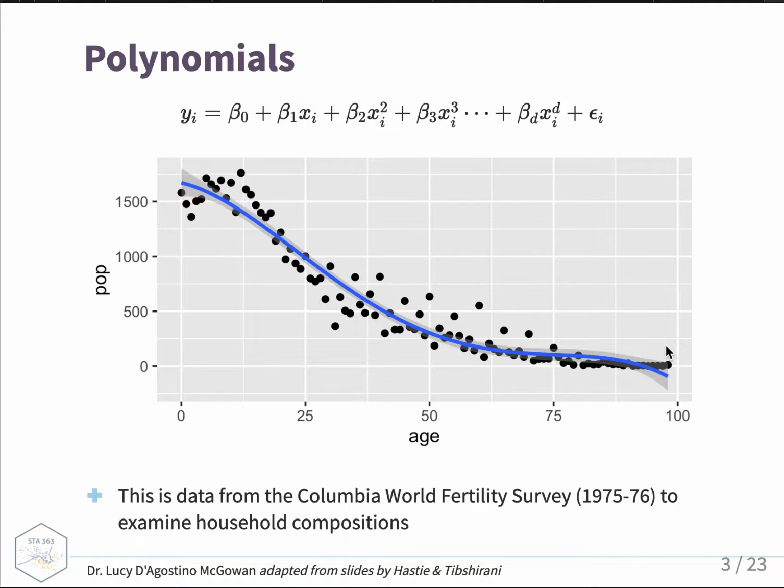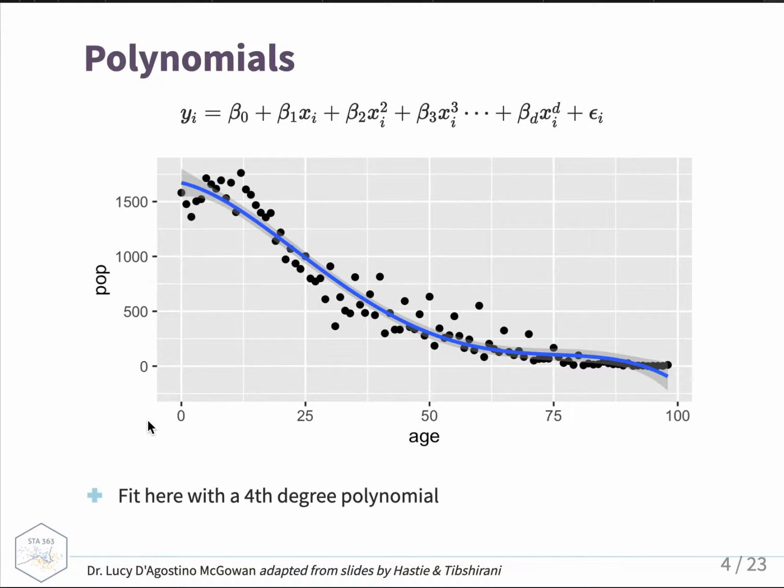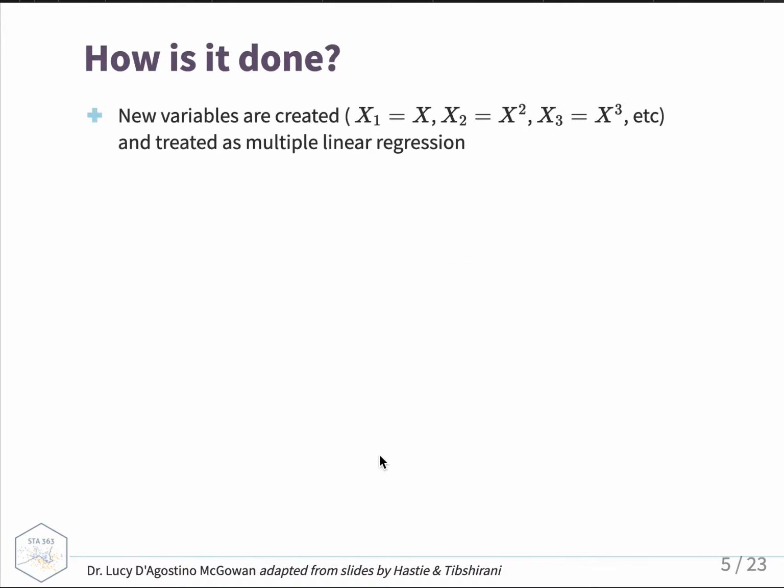The data I'm plotting here is from the Columbia World Fertility Survey 1975 to 76, examining household composition. On the x-axis I have age, and on the y-axis, population. What I fit here is a fourth degree polynomial. So this model would be population equals beta 0 plus beta 1 age, plus beta 2 age squared, plus beta 3 age cubed, plus beta 4 age to the fourth, plus epsilon. This is a fourth degree polynomial.